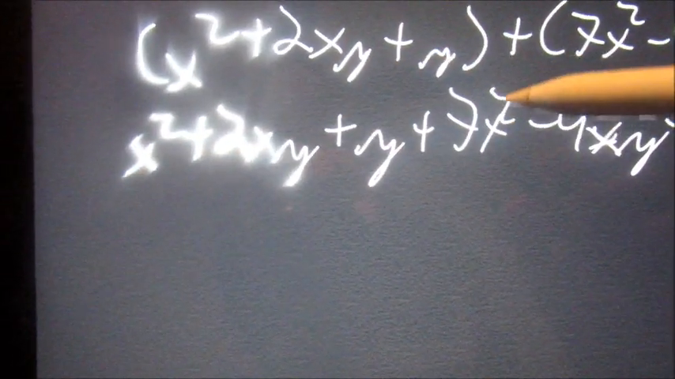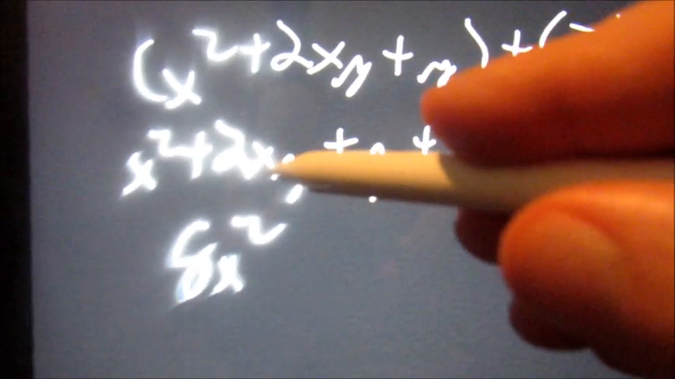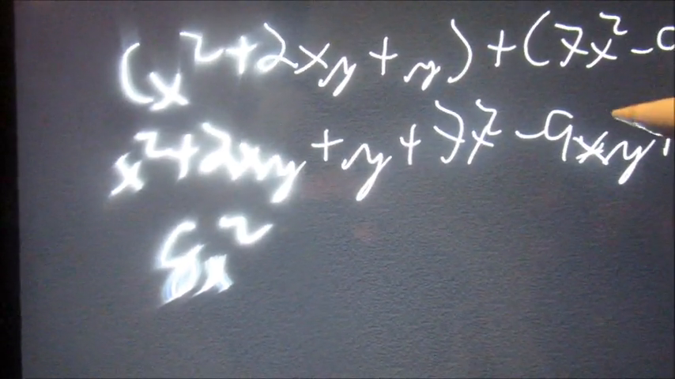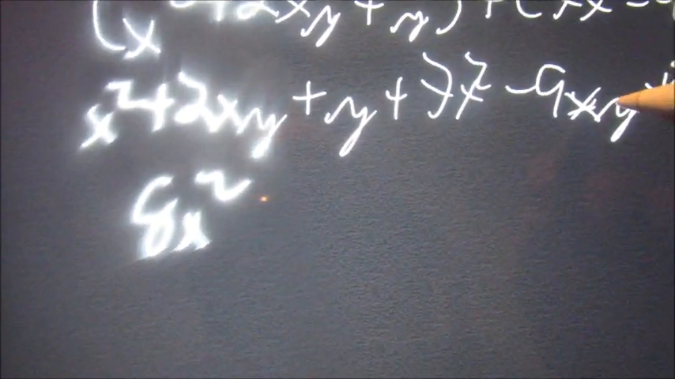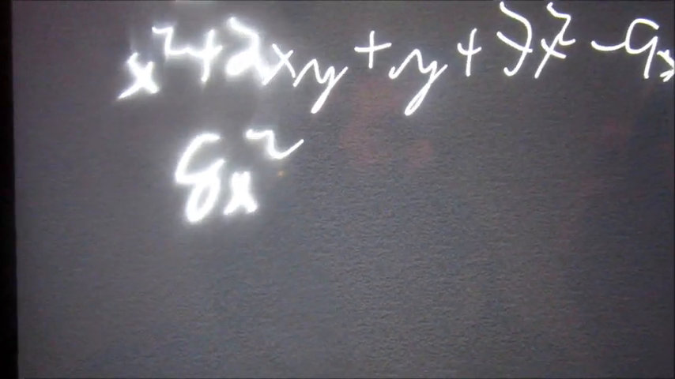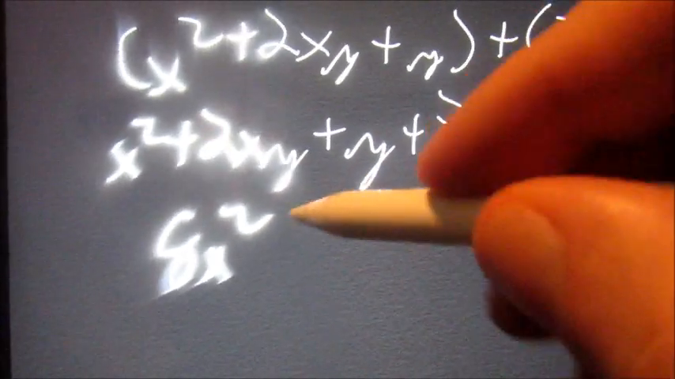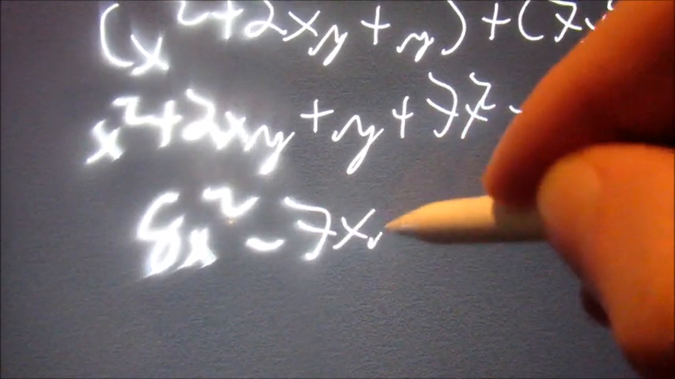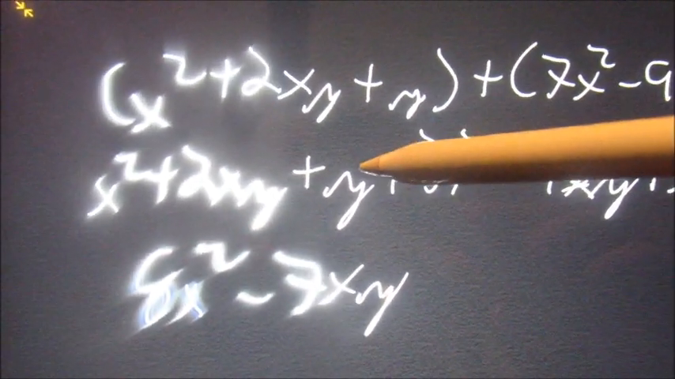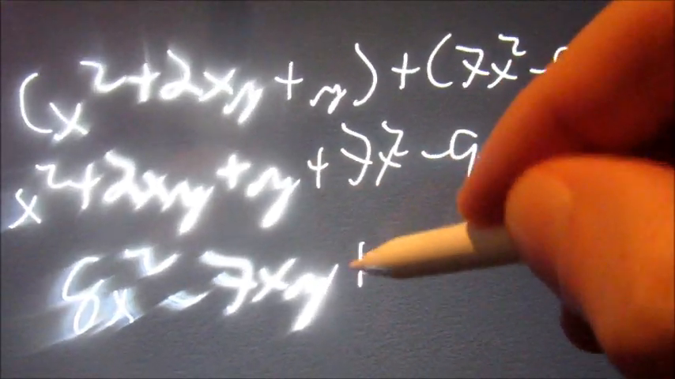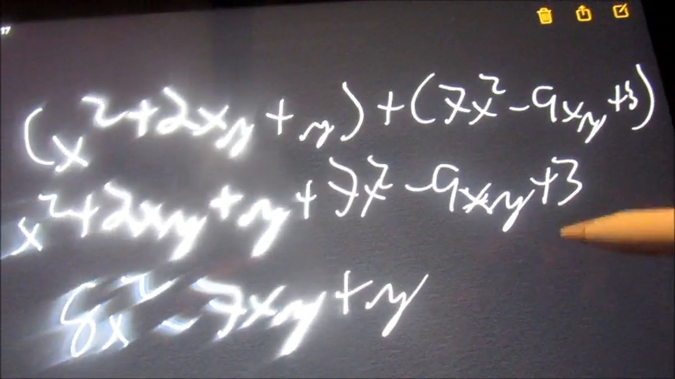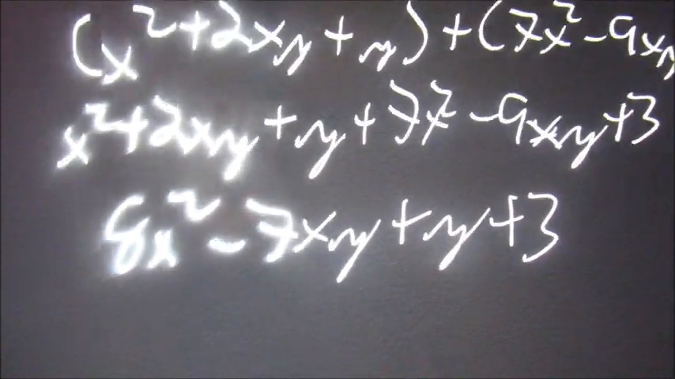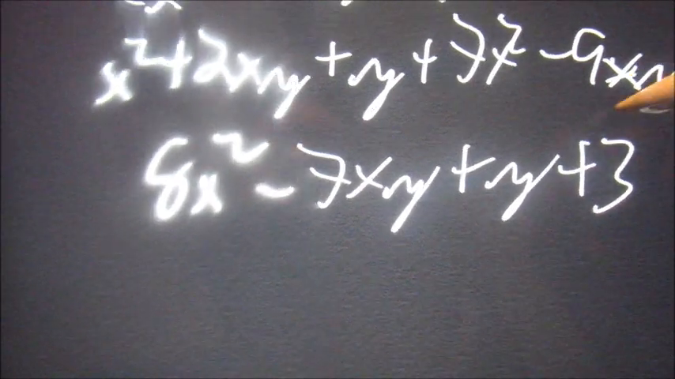We have x squared plus 7x squared, so 8x squared. We have a 2xy minus 9xy, so that's going to be minus 7xy. We have a plus y. We have no other y's, so plus y. And then we have a plus 3. And there are no other just numbers, so that's it.